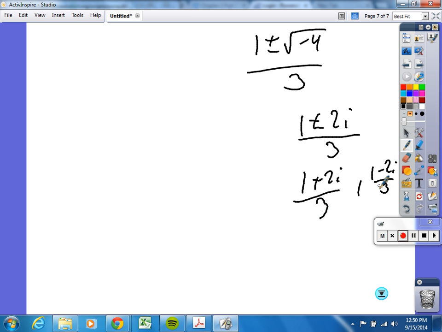and the other one would be 1 minus 2i over 3. Now notice, if you look here, what are they? These are called conjugate pairs, aren't they? Same number, what's the difference? The sign in the middle. Okay? This needs to go in your notes. Complex zeros always come in conjugate pairs.